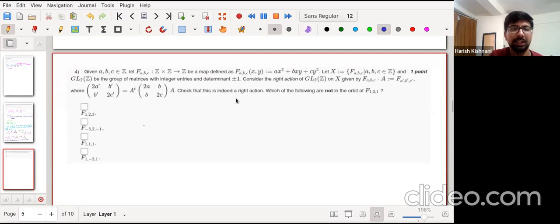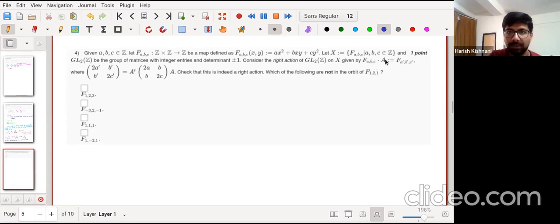Okay, so let's move to the next question. It says, given integers a, b, c, f of a, b, c is a map from Z cross Z to Z, defined as x comma y mapped to ax square plus bxy plus cy square. So this element is an integer because you are just multiplying and taking products of integers. So it's an element of Z. Now let X be the set of all these maps. For each a, b, c in Z, you have these maps, and X is the set of all these maps. And let GL2Z be the group of matrices with integer entries and determinant plus or minus 1. Now consider the right action of GL2Z on X given by f, A.